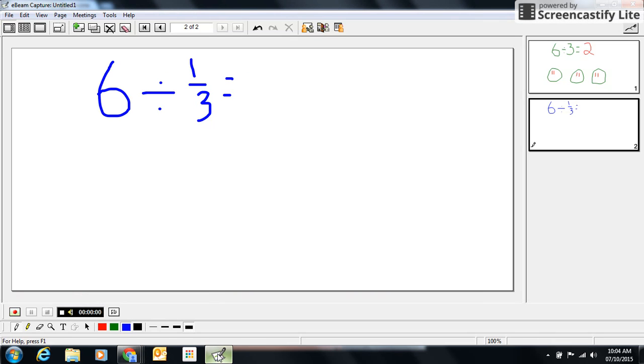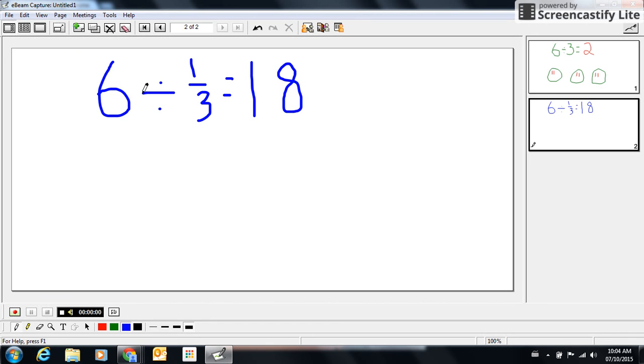So I can go back here and say if I took 6 pizzas and I cut them into thirds, I would actually get 18 pieces. Now, that's easy enough, right? Let's look at another example.